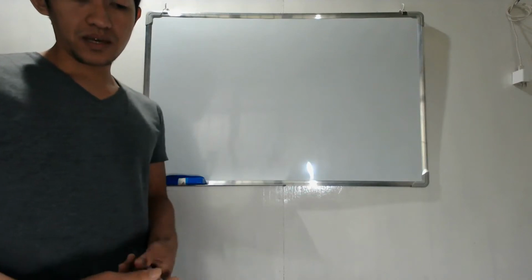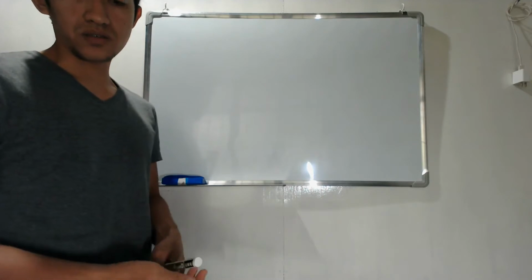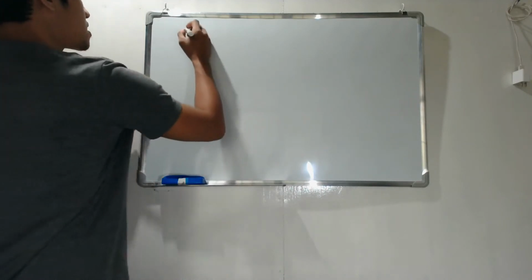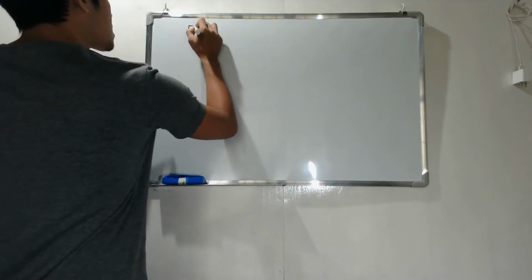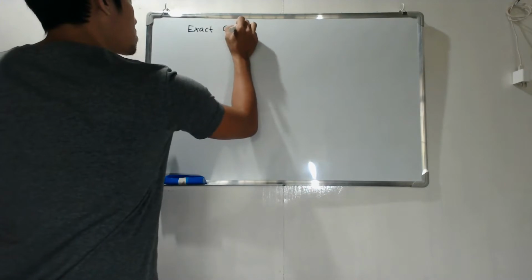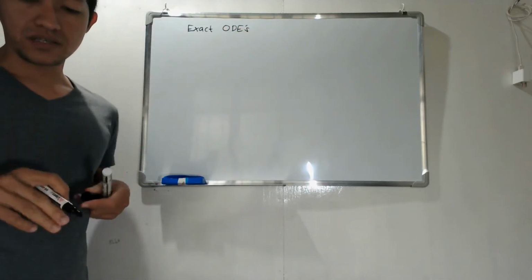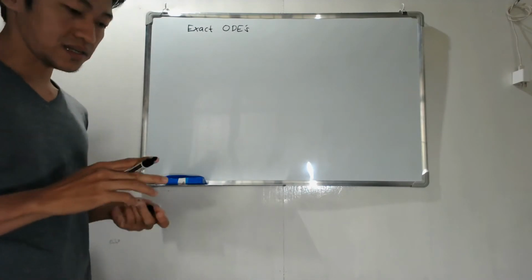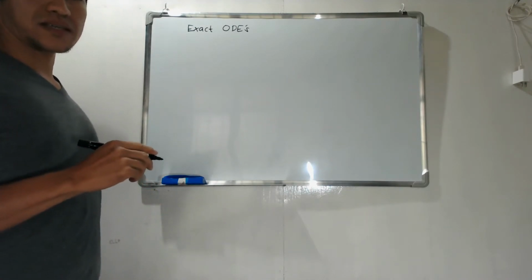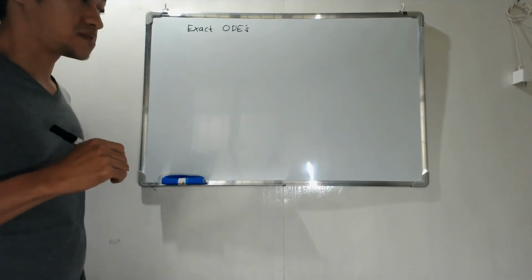Let's proceed with another type of ordinary differential equations, which we will call exact ODE, exact ordinary differential equations. Okay, so what are these? So when can we say that it is an exact ordinary differential equation?